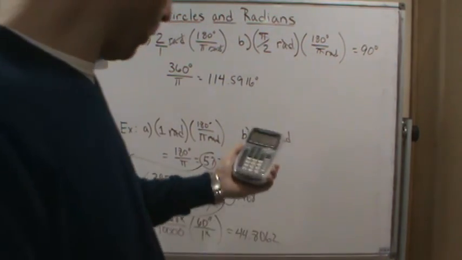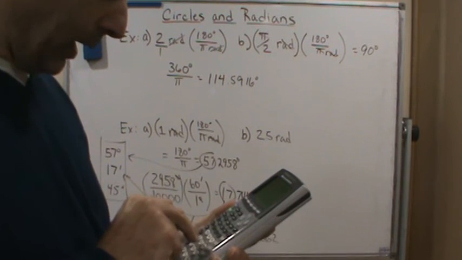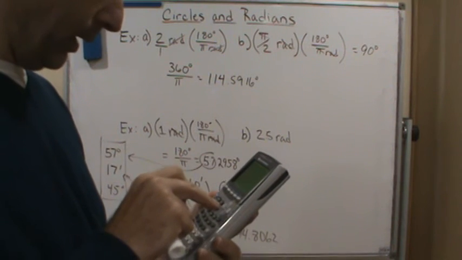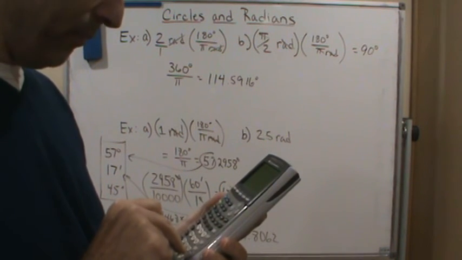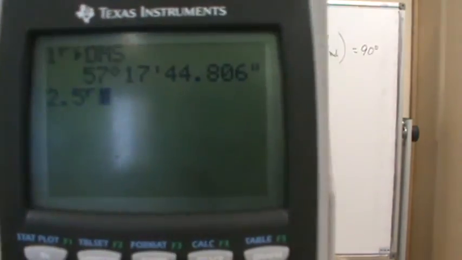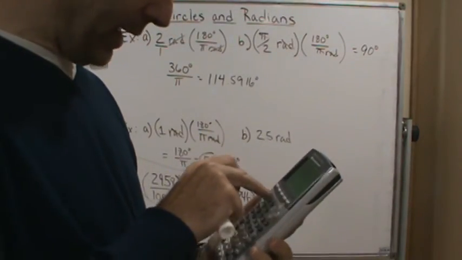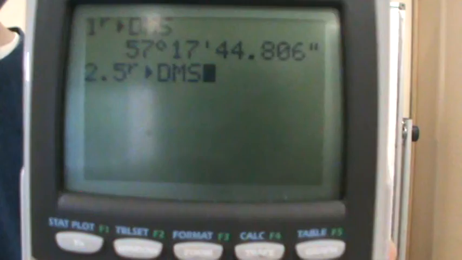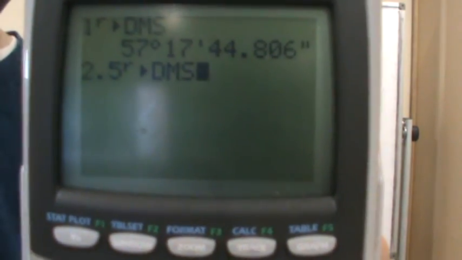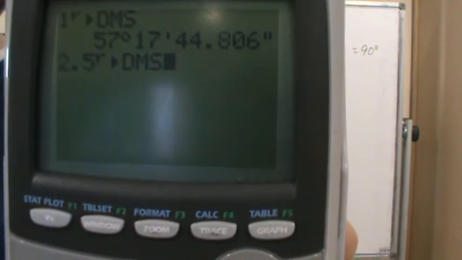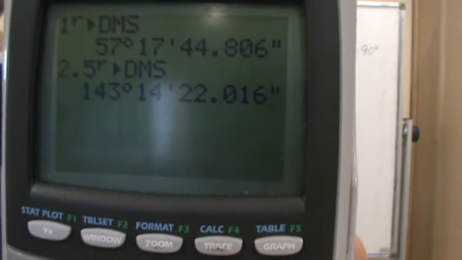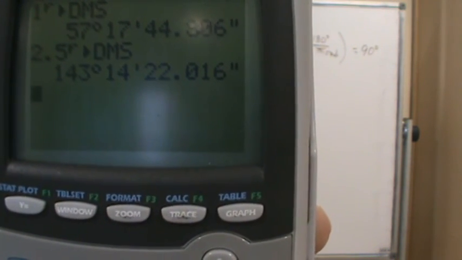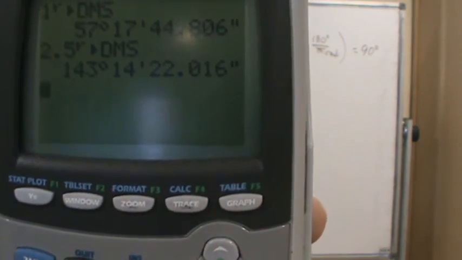I'm going to put 2.5. And then I'm going to put my radian symbol by going to the angle menu and then choosing number 3. Okay, so that's what I have. And then what I'm going to do is I'm going to go back to the angle menu, choose number 4, and now that's what I have. Now I'm going to convert 2.5 radians to DMS. And so now if I hit enter, 143 degrees, 14 minutes, 22.016 seconds. So this would be 143, 14, 22.